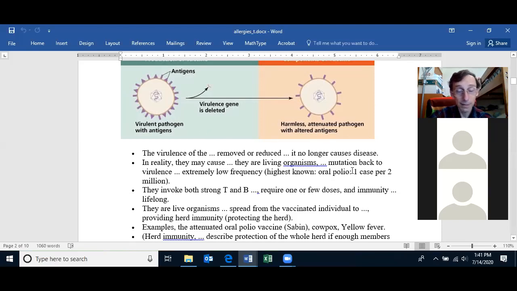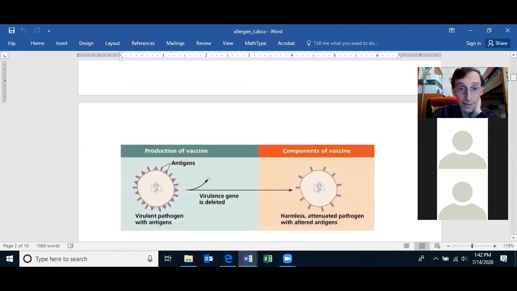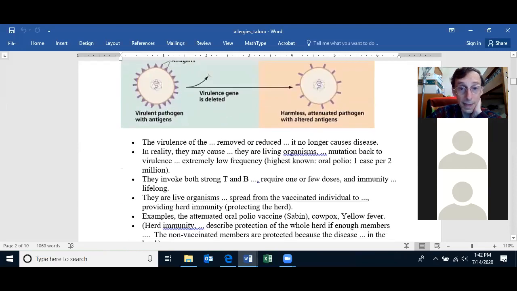And polio is probably the highest case for the back mutation, meaning most live attenuated vaccines, they can mutate back to virulence, but it's going to be less than one case in 2 million people. The reason why polio is probably higher than the others is there's 6 genes that are mutated in the polio virus that make the vaccine. And if any one of them back mutate, the vaccine can be virulent. Any question about any of that?